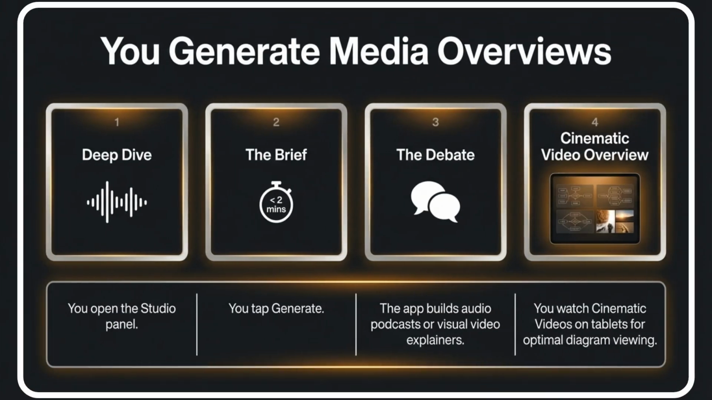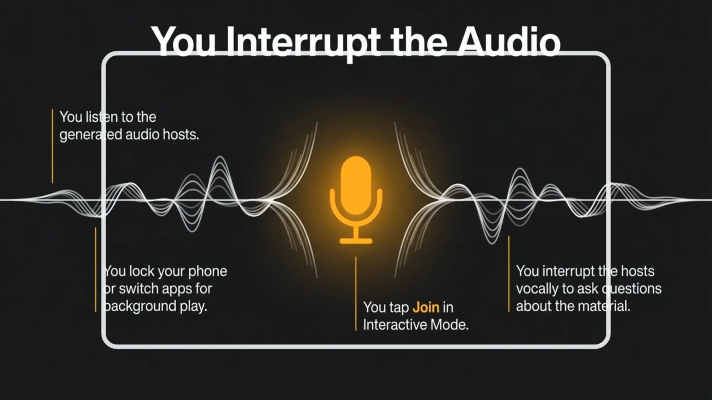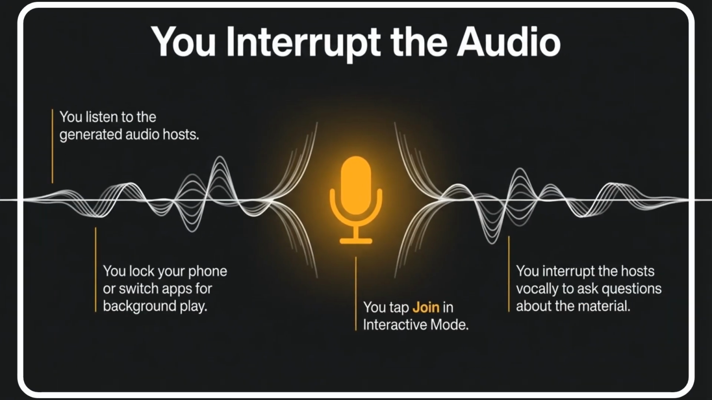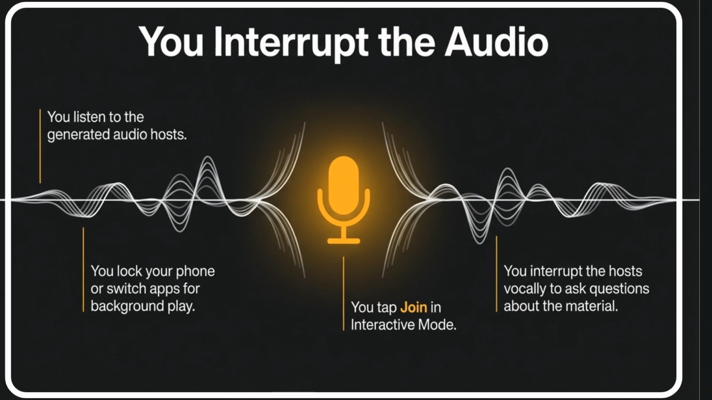Generate media overviews easily. Open the studio panel and tap Generate. The app builds audio podcasts or visual video explainers, which can be watched on tablets for optimal diagram viewing. You can listen to generated audio hosts and lock your phone or switch apps for background play. Tap Join in interactive mode to vocally interrupt the hosts and ask questions about the material.